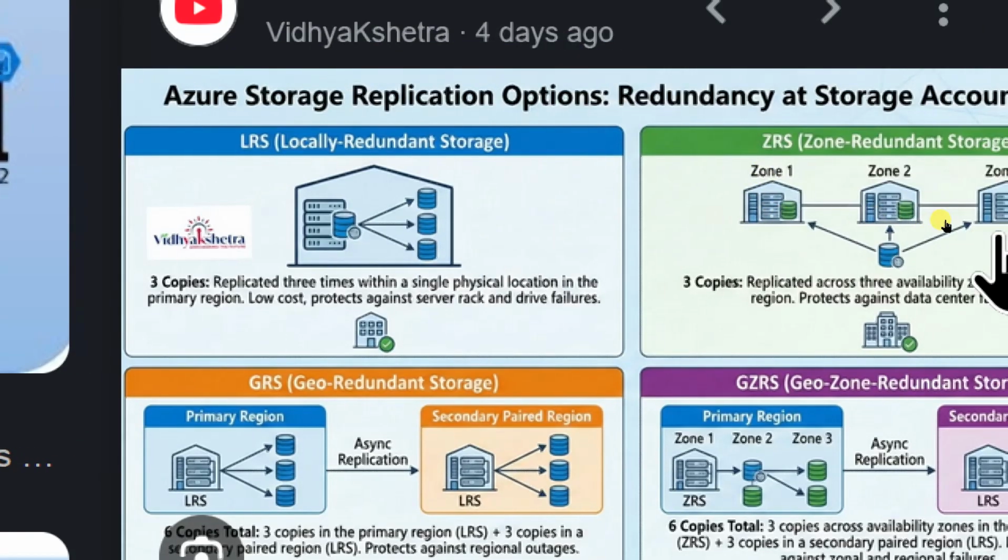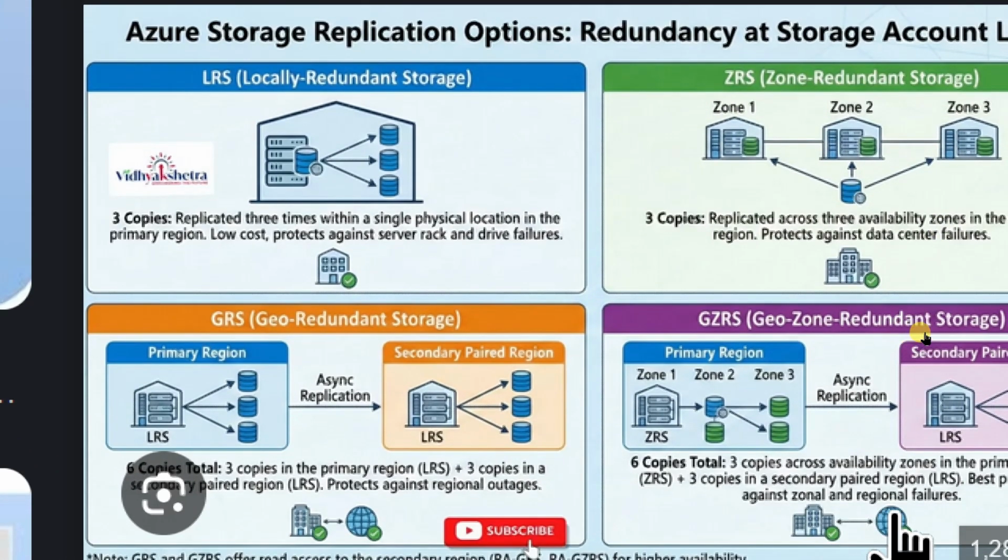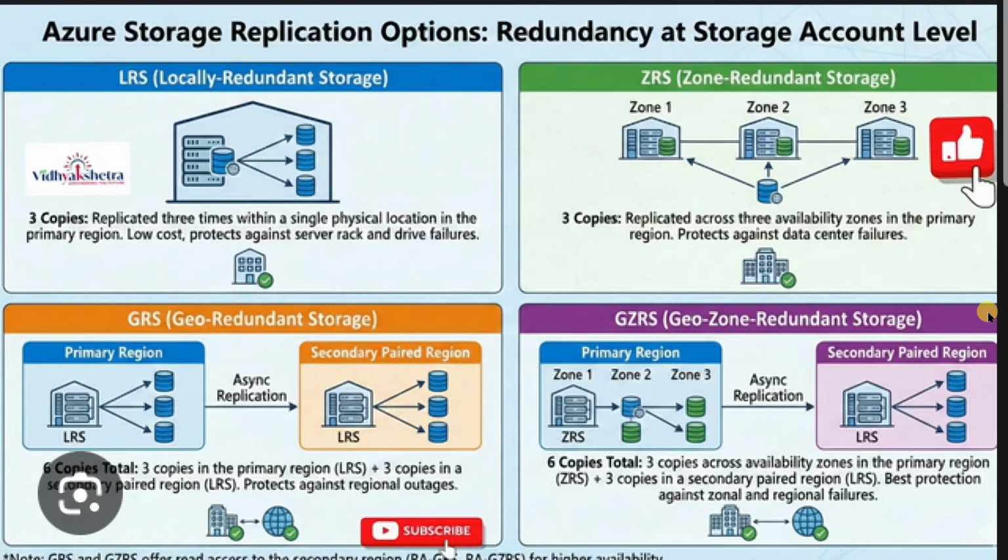This is the LRS, this is ZRS, and this is GRS and GZRS. So what does LRS mean? Replication inside the data center, replicated three times within a single physical location, single availability zone, single region. It has a low cost and protects against server rack and drive failures. We are keeping the data inside the availability zone, so if the availability zone or data center goes down, the data will be lost.